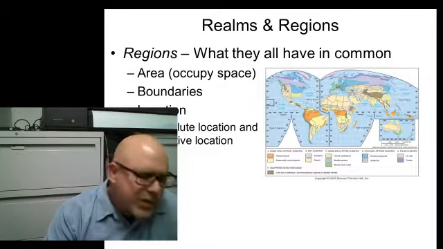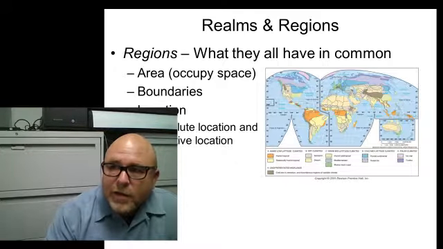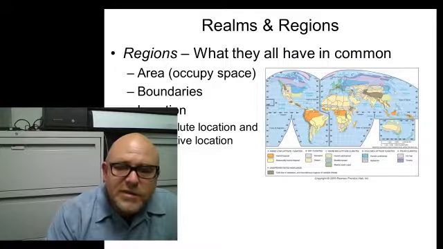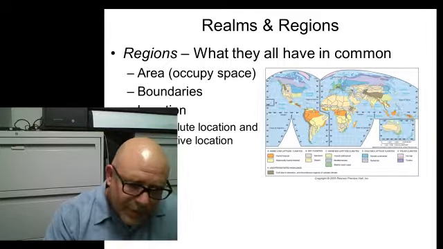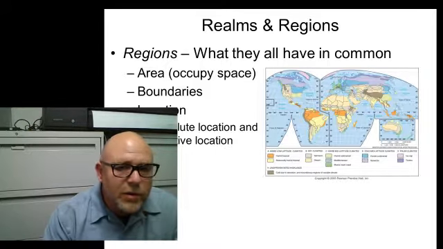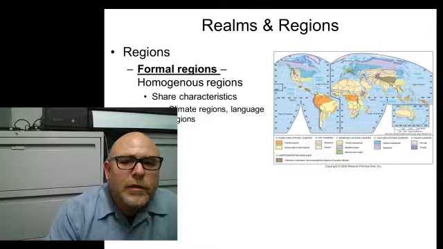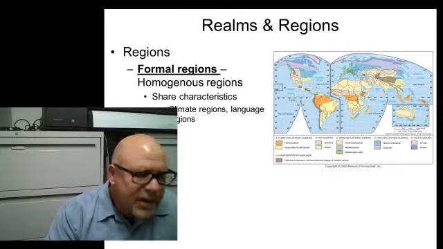All right, so what do all regions have in common? They all have an area. They occupy physical space, and they have boundaries, and they have a location, both a mathematical or absolute location and a relative location. They are located somewhere relative to other regions.